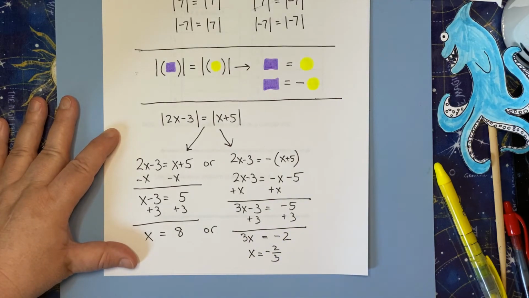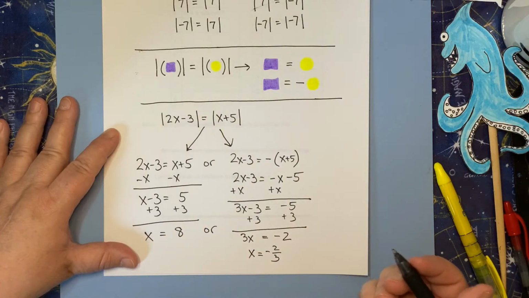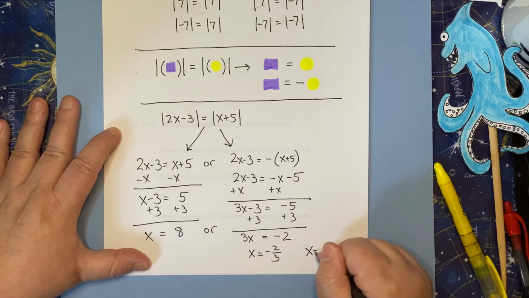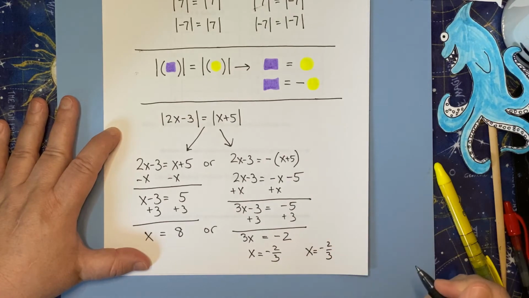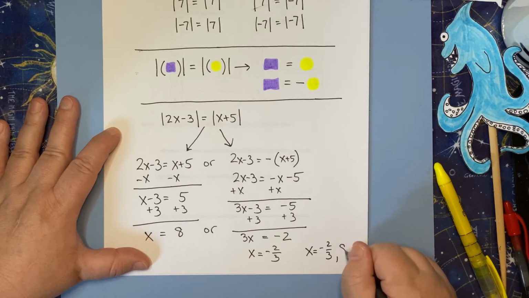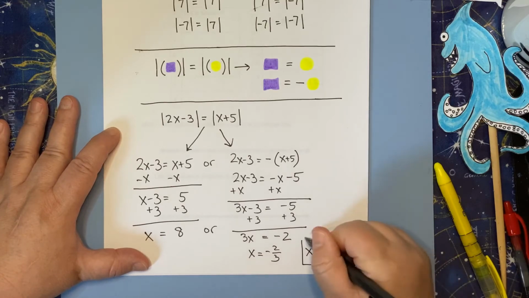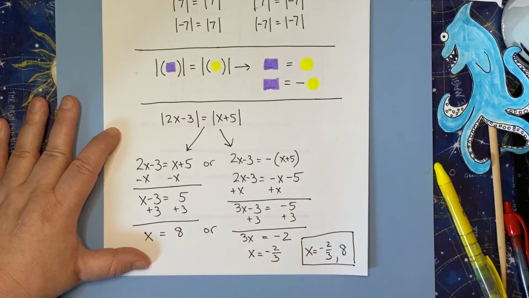What do you think? Kind of woohoo? But what's my answer? x equals negative 2/3 or x equals 8. Again, 2 answers.